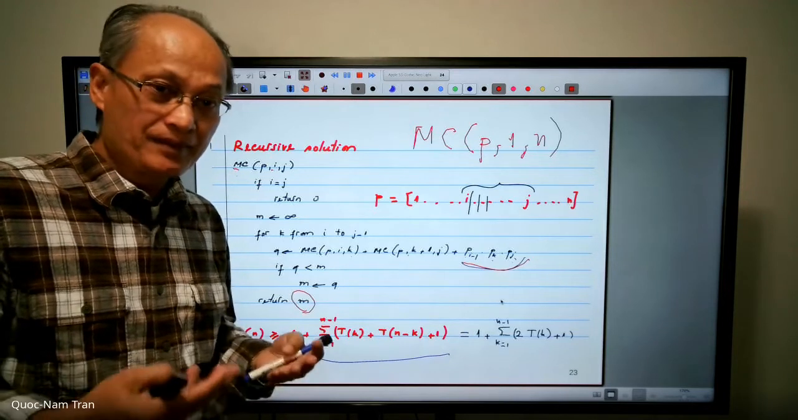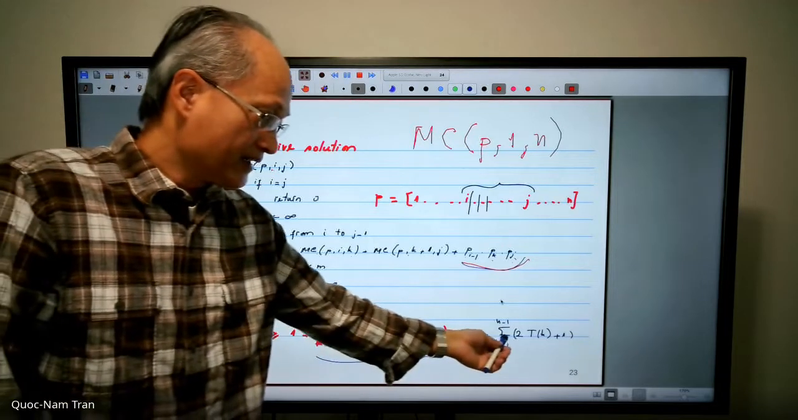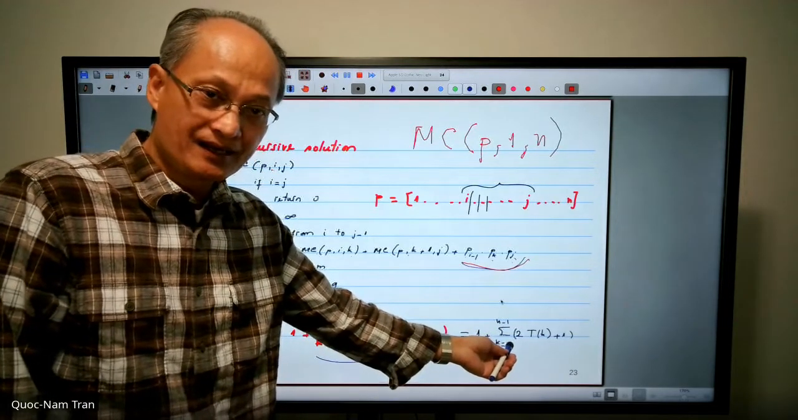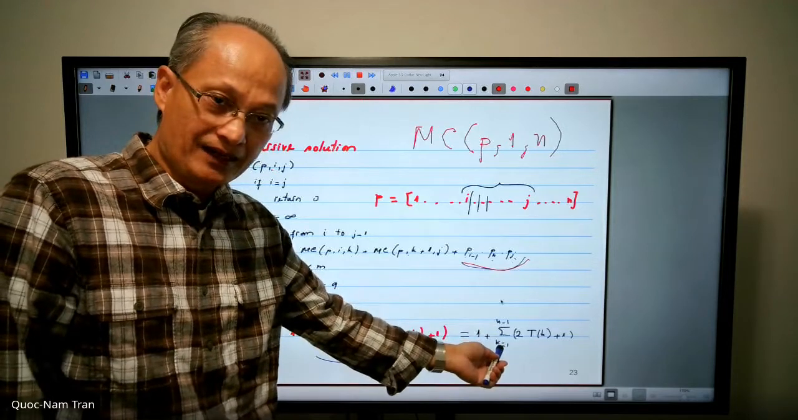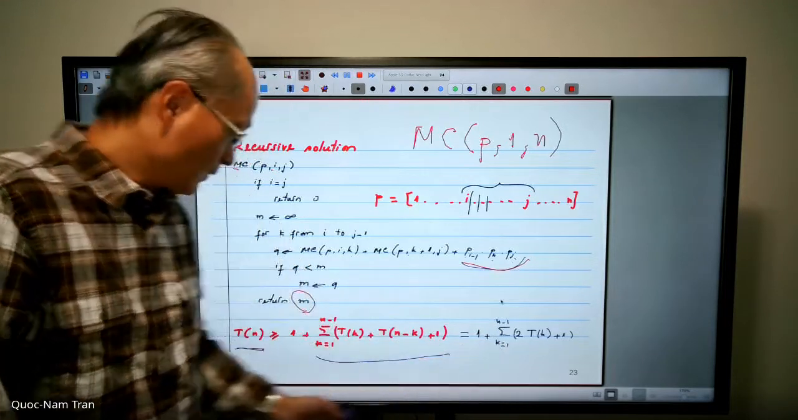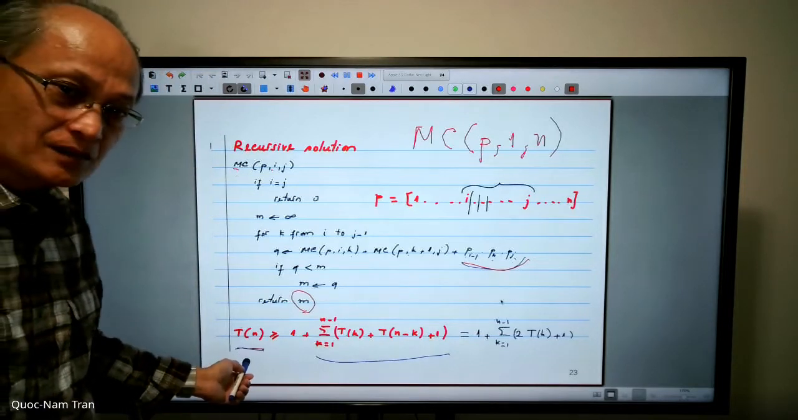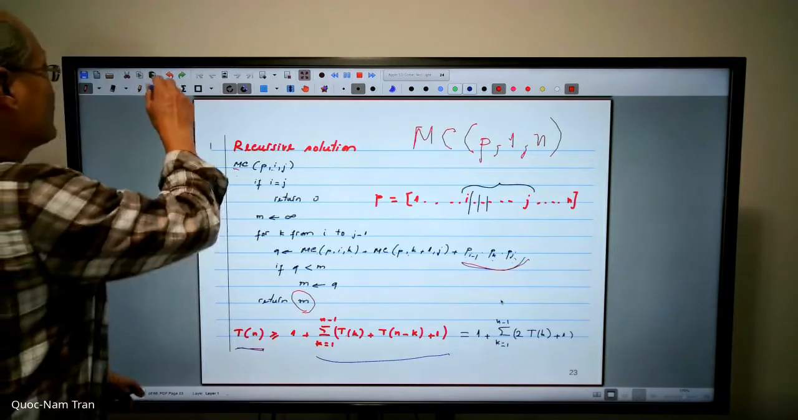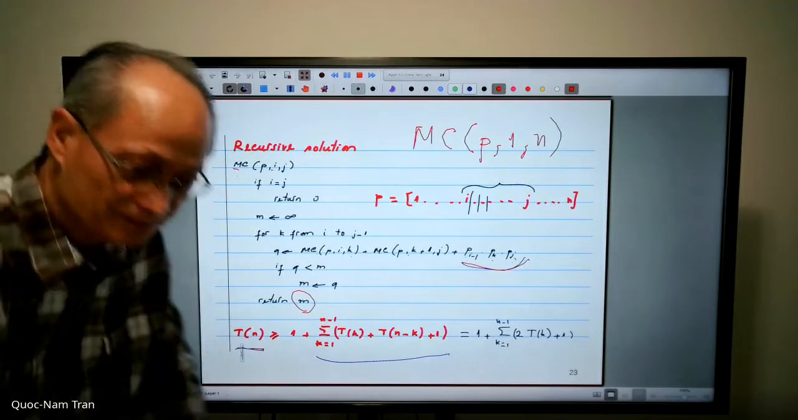Remember that when we have Tn as a sum, what we do is remove the sum. How can we remove that? We need to write down what Tn minus 1 is. What is Tn minus 1 here?